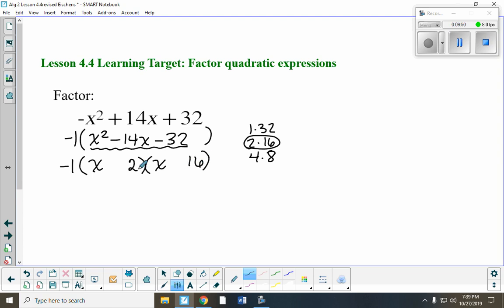And so 2 times 16 is 32. One has to be positive, one has to be negative because you have a negative 32. So again, your outer is 16x, your inner is 2x. If we want a negative, we're going to put the negative on the larger of the two numbers. So 2 minus 16 would give you a negative 14. So minus 16, positive 2. And that is your answer.